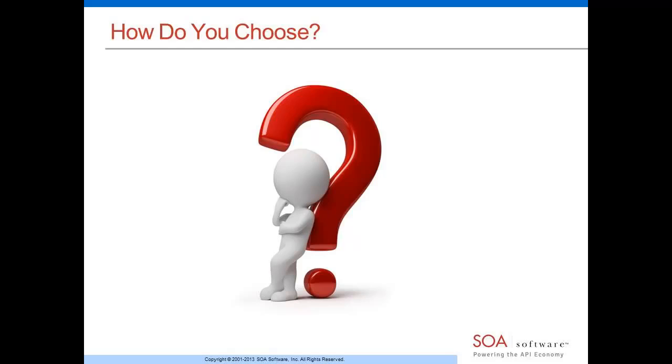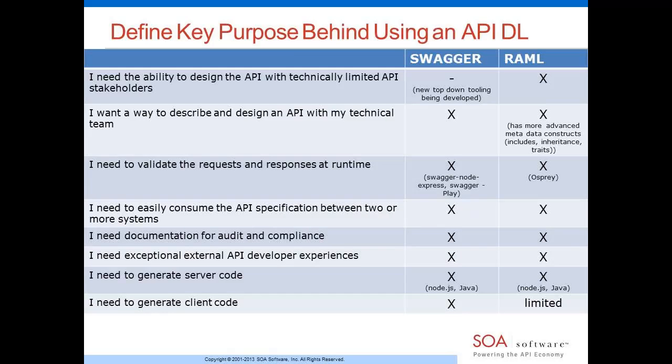I'm going to narrow it down between RAML and Swagger, because those, like I said, are the 2 main ones that I'm seeing personally in the enterprise. And I mostly speak with enterprise customers, okay? So when I'm asked that, I typically say, well, you need to define the key purpose behind using that API description language. Why are you using it, okay?